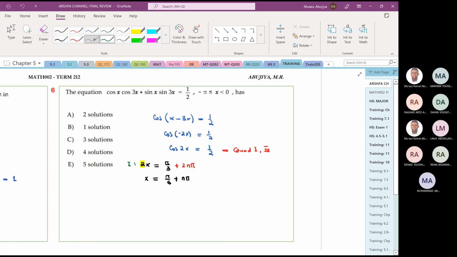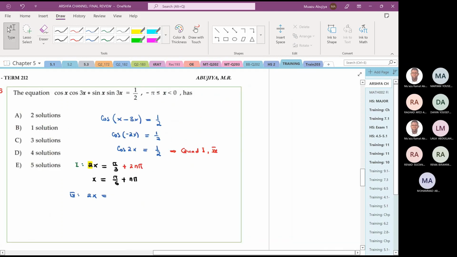How about quadrant number 4? In quadrant number 4, again, we have the angle, which is going to be 2x, to be equal to, now in quadrant number 4, what do?